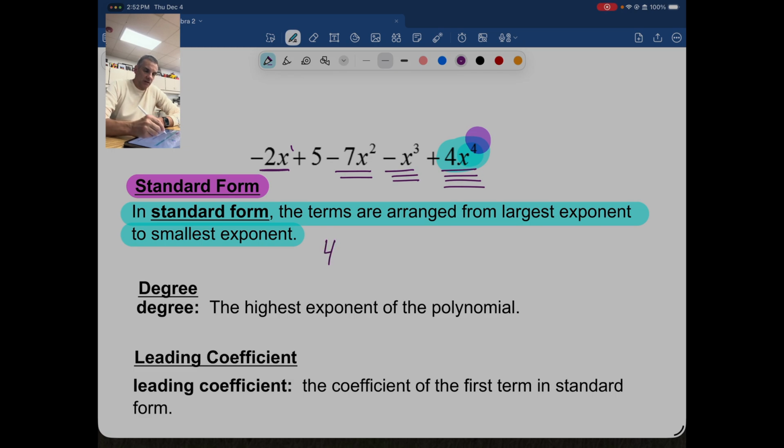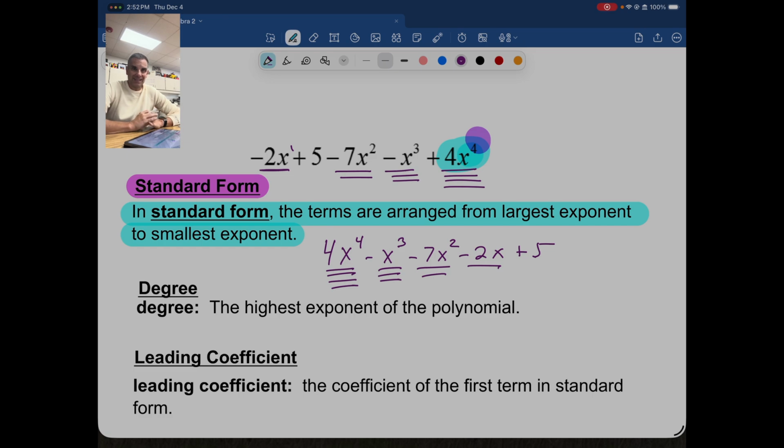So this in standard form is going to be 4x to the 4th minus x cubed minus 7x squared minus 2x plus 5. 4 lines, 3 lines, 2 lines, 1 line, and then no line with just our coefficient. And that's considered to be standard form. And remember to bring the sign that's in front of them along.